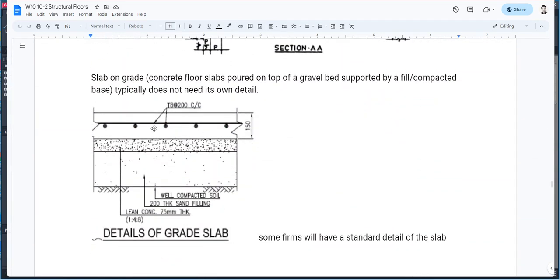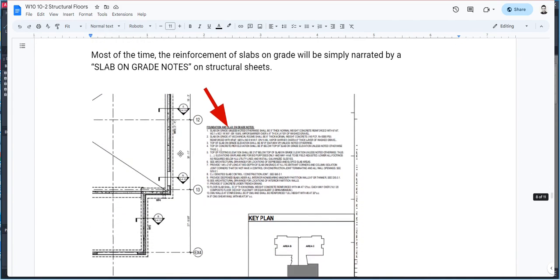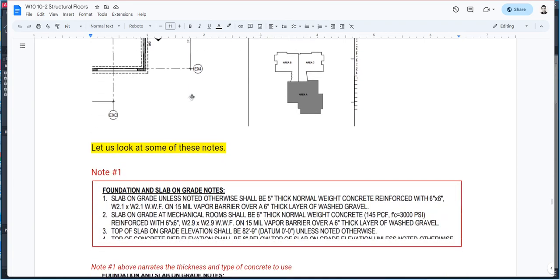Sometimes an engineering firm will create a section of the slab and tell you the reinforcement on the slab and what's under the slab and how thick the base of the slabs are. But most of the time, you will see a note on your drawing, and these notes will be sufficient in most cases, and that's what engineering firms usually do nowadays. Okay, so let's look at some of these notes.